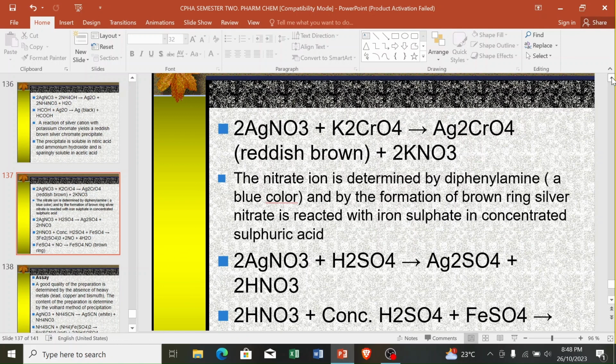So we see that silver nitrate reacts with potassium chromate. When we look at this chemical reaction, the first element here takes the last element or compound this time. The last takes the first.